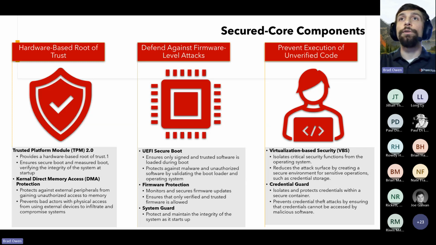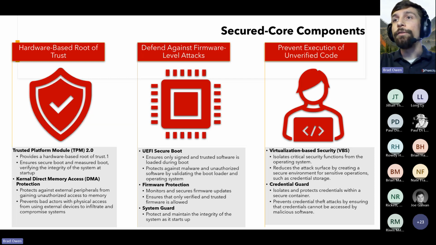The second pillar is that we defend against firmware level attacks. The ways that we do that are through UEFI secure boot. Again, if you're familiar with Windows 11, the requirement to enable UEFI secure boot ensures that only signed and trusted software is loaded during the boot process. We offer firmware protection to help monitor and secure firmware updates, and we ensure that only verified and trusted firmware is allowed. And we also implement System Guard, which helps protect and maintain the integrity of the system as it starts up.